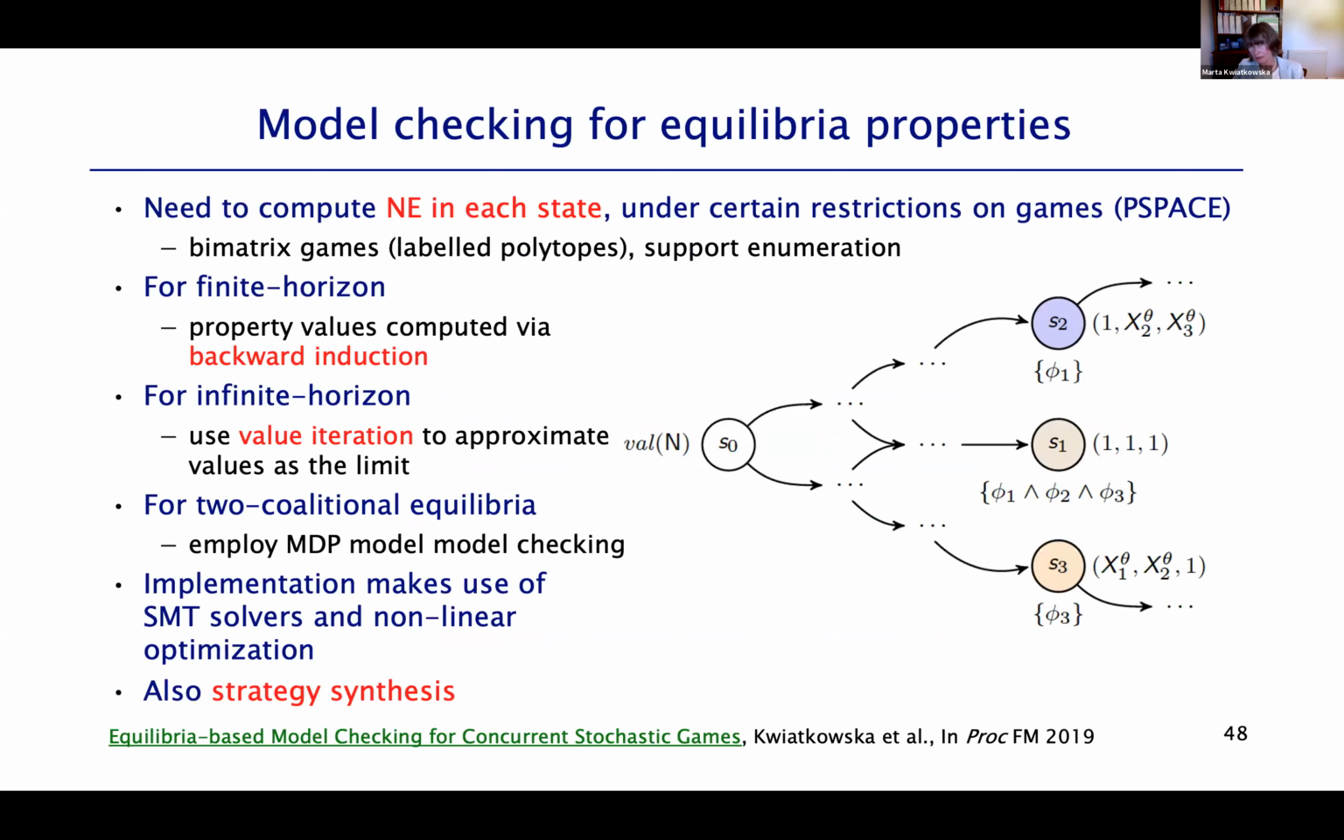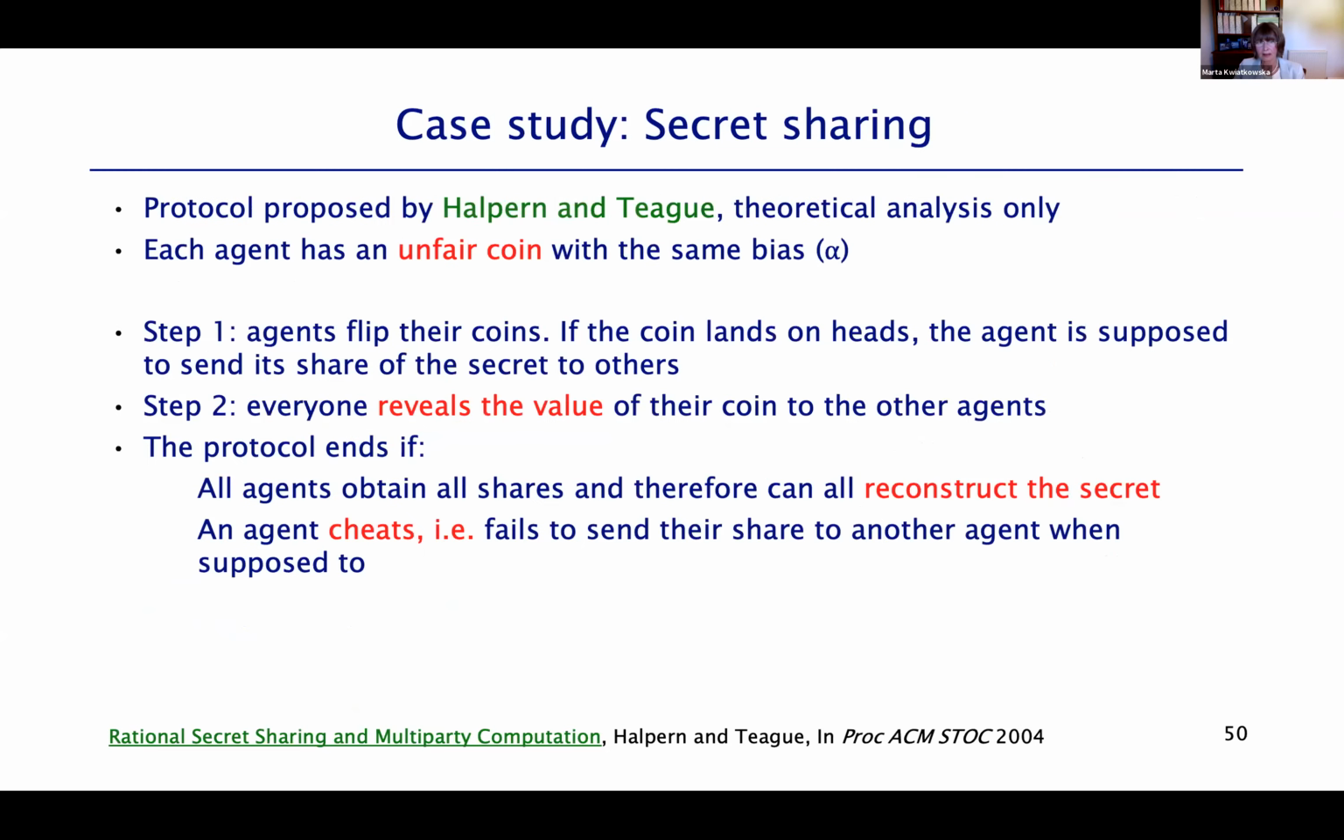Now, model checking for equilibria properties is much more involved, and in fact, we draw on techniques straight from game theory, matrix games and backward induction, and combine that with value iteration. We need to compute an equilibrium in every state as we iterate, and the complexity is PSPACE.